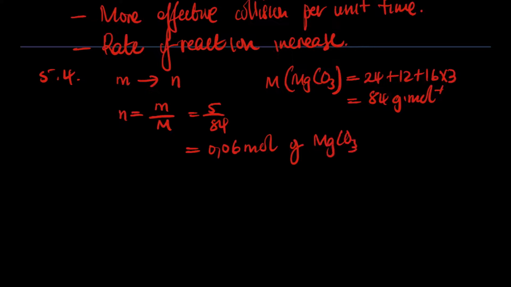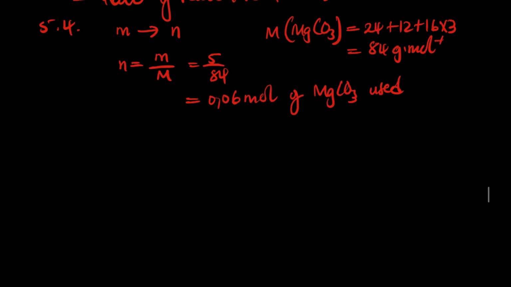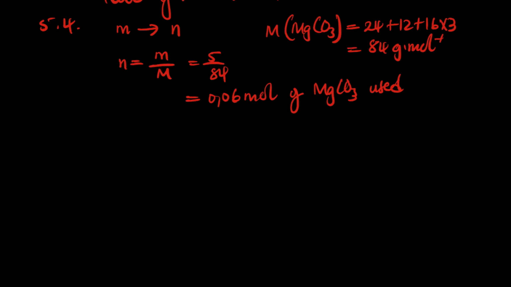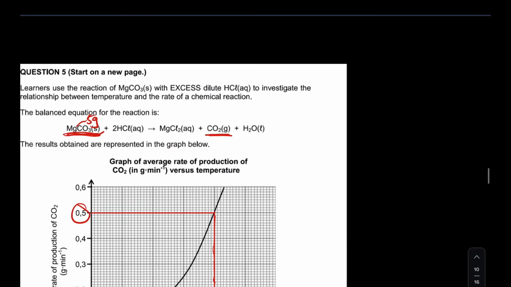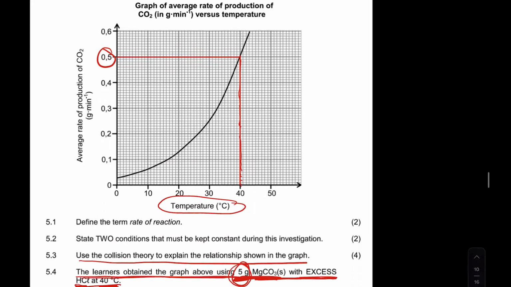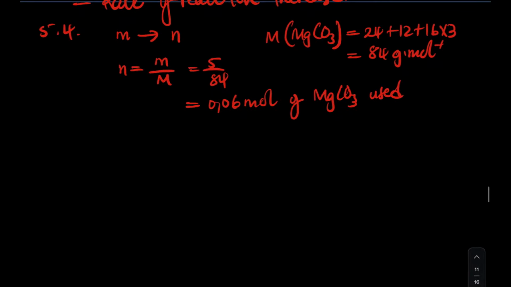Of magnesium carbonate used. So now, knowing the magnesium carbonate that is used, the carbon dioxide has been produced when this amount, which is this 5 gram or 0.06 mole of magnesium carbonate, reacted or was used. Remember, this is the limiting reagent, guys, so the limiting reagent produces the carbon dioxide in that case.